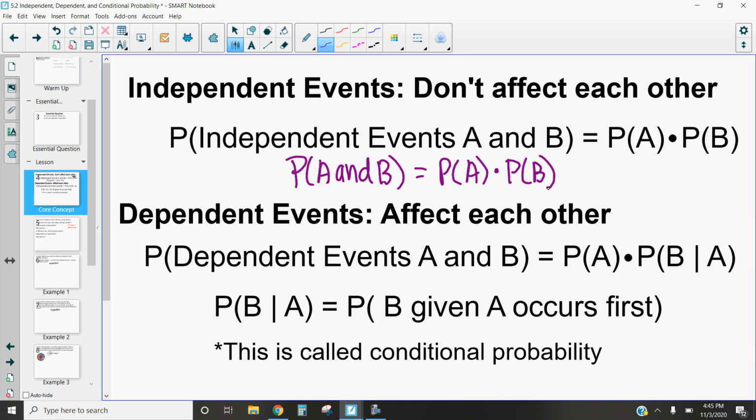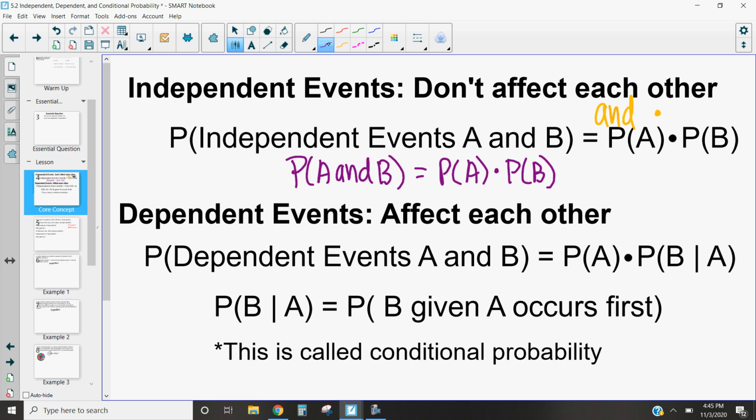Now, that's super important. The word "and," remember, means to multiply. And it's always going to mean that. So anytime we see the word "and," we are going to multiply. Now, when they're independent events, we just multiply their probabilities. What's the chance of getting heads? Times what's the chance of getting heads?